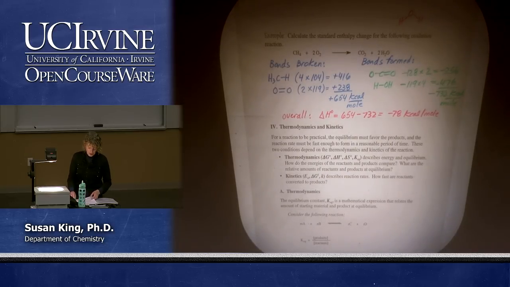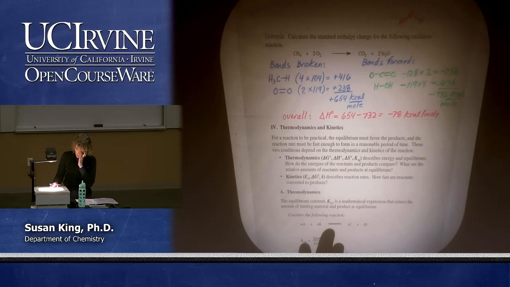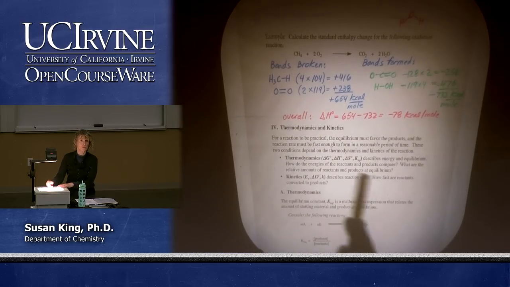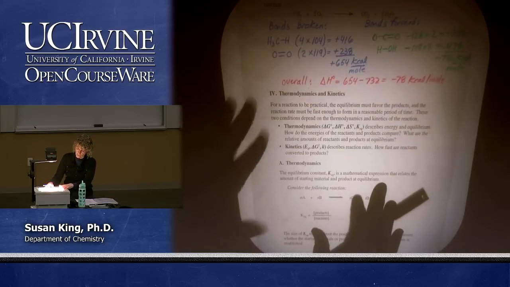All right, we're going to start talking about thermodynamics and kinetics. For a reaction to be practical, the equilibrium must favor the products, and the reaction rate must be fast enough to form product in a reasonable period of time. These two conditions depend on the thermodynamics and kinetics. So we're going to talk about thermodynamics first, and then we're going to talk about kinetics. And pretty much all of this should be review. If you don't remember it, we're going over it right now.